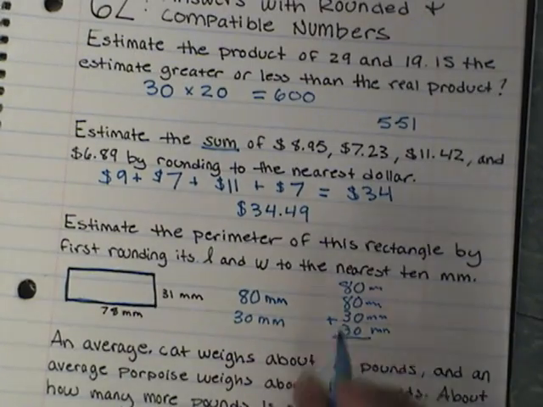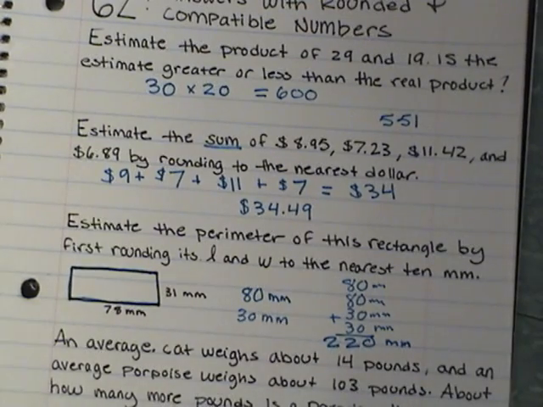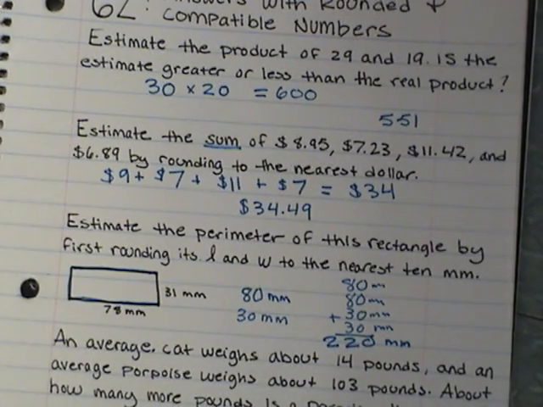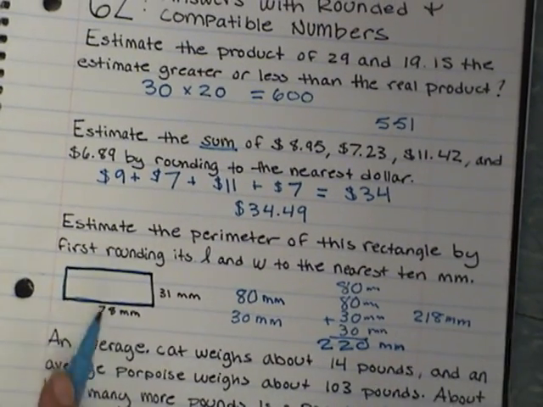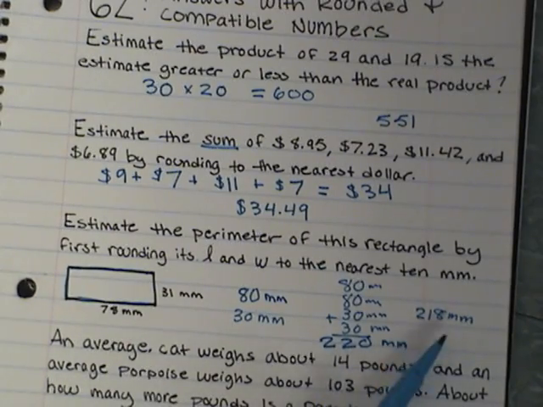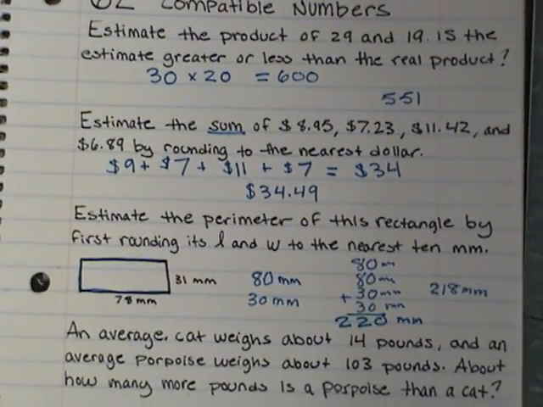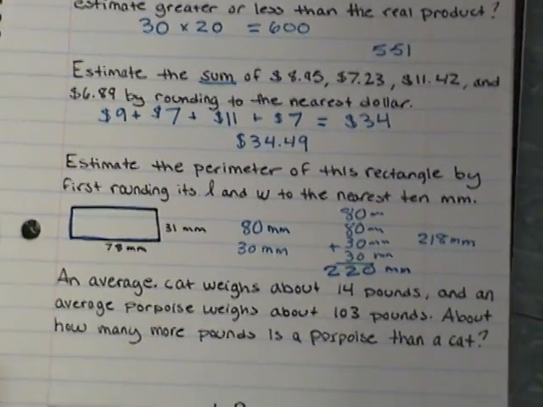You will get 220 millimeters. And we estimated it all the way around. The exact answer is 218 millimeters, if we were to do 78 plus 78 plus 31 plus 31, which is really only 2 millimeters off. So again, estimating can show you that you do get pretty close. All right, and the last problem.